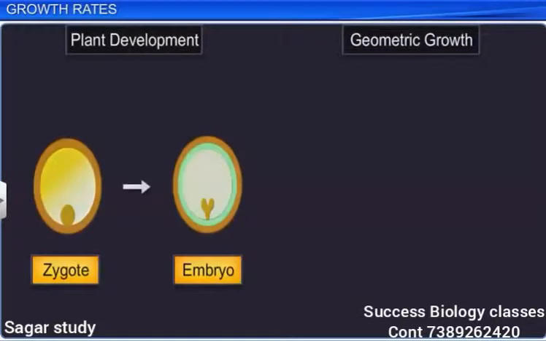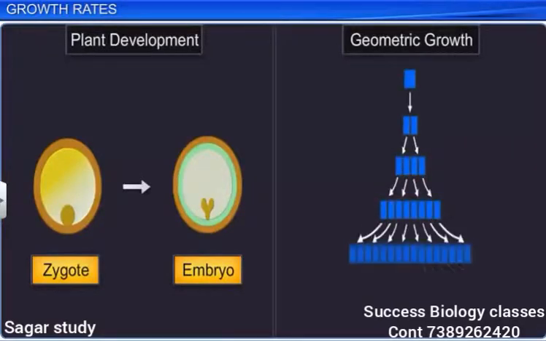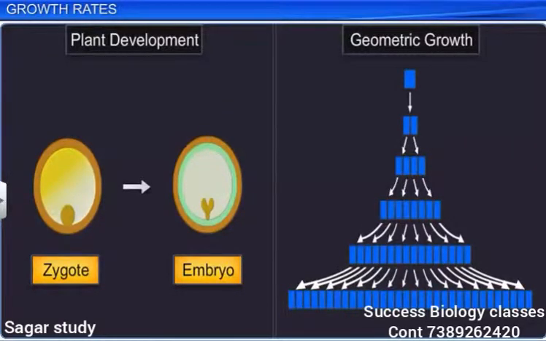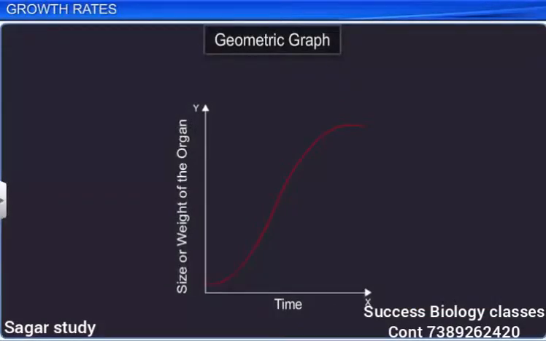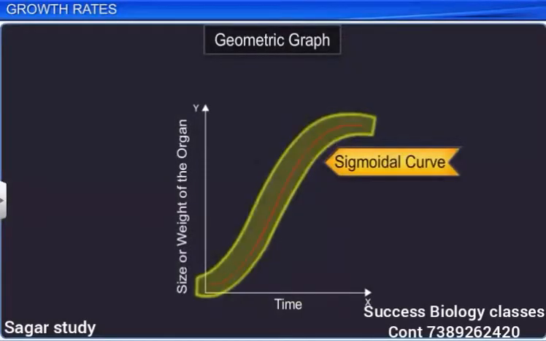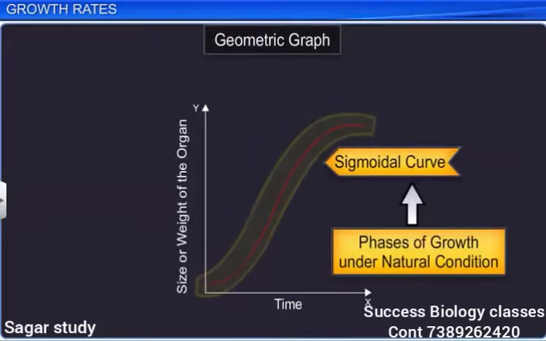This type of growth is seen at the early stage of plant development, that is, development of the zygote to embryo. We can plot a graph for geometric growth by taking the length of the plant part on the y-axis and the time taken for growth on the x-axis. An S-shaped sigmoidal curve is obtained.